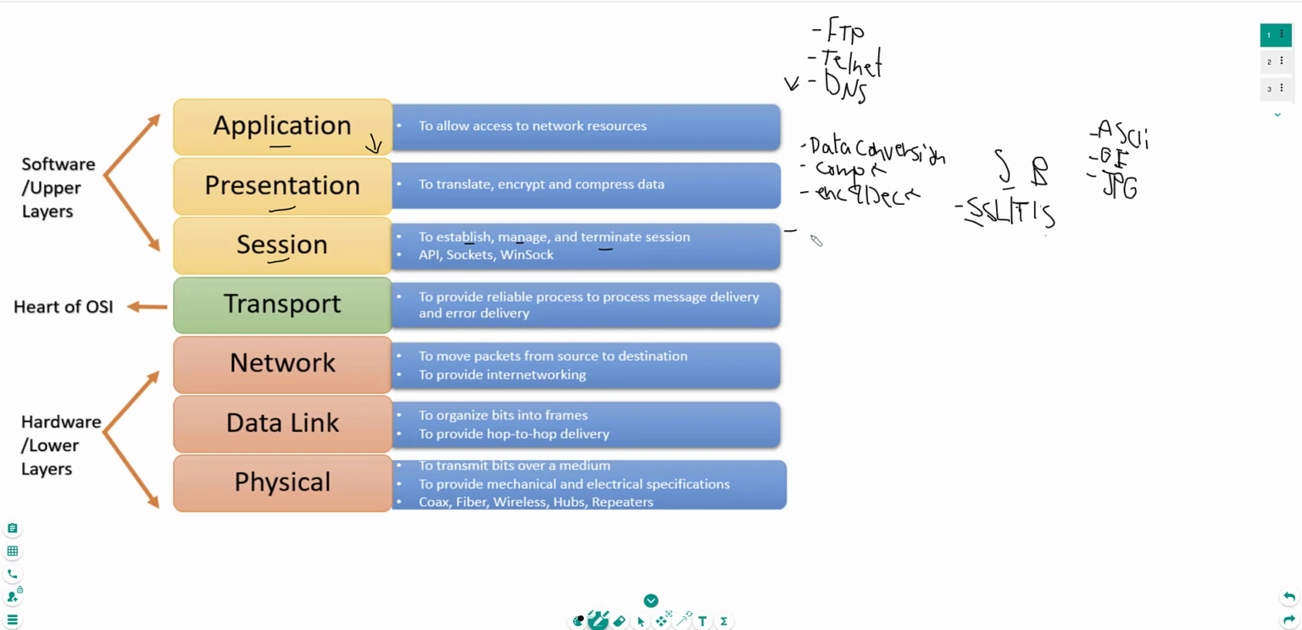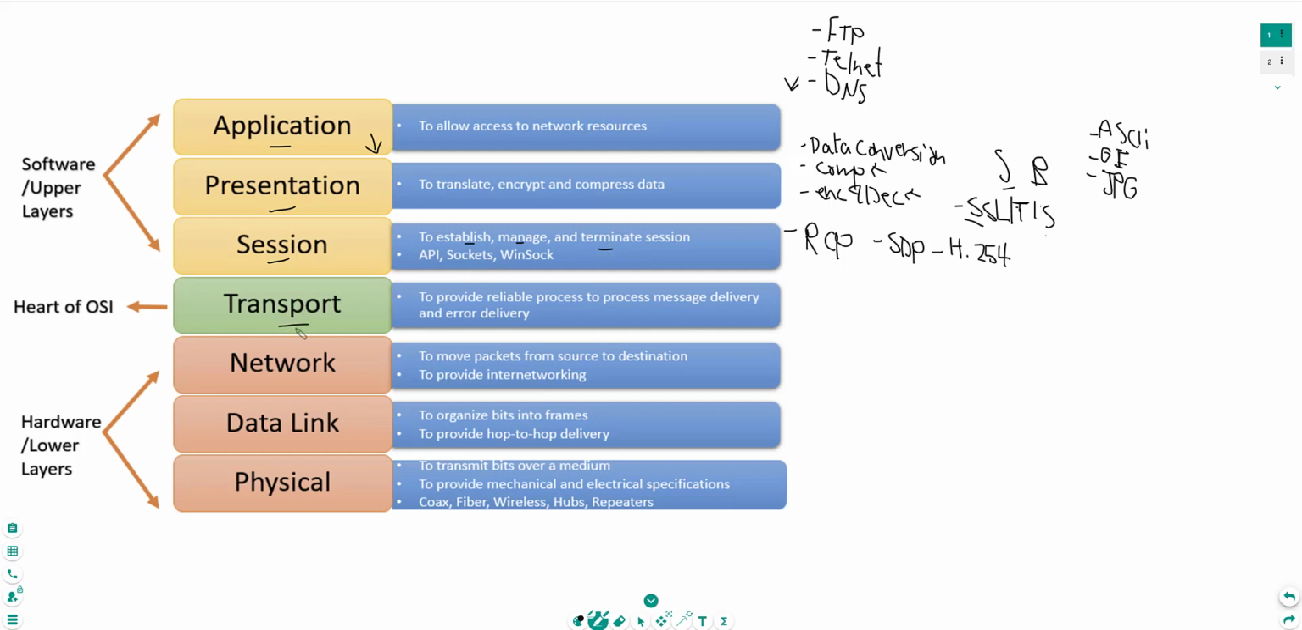The session layer is most commonly used in application environments that make use of remote procedure calls. Other examples of session layer protocols are SDP, and another one is H.245. Another thing to add about the session layer is that it provides synchronization.